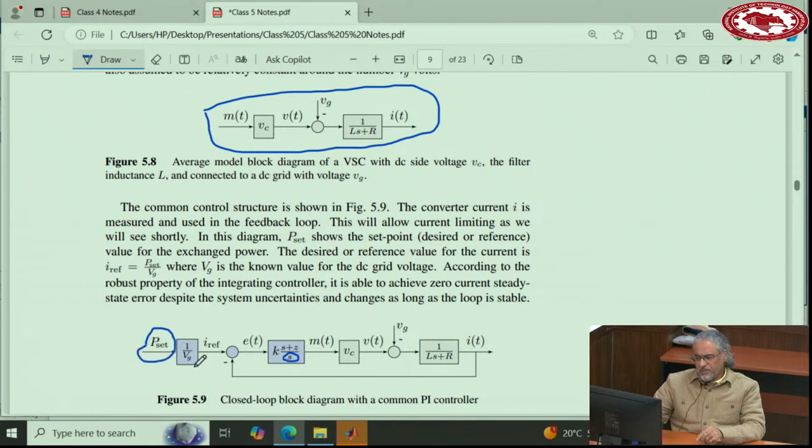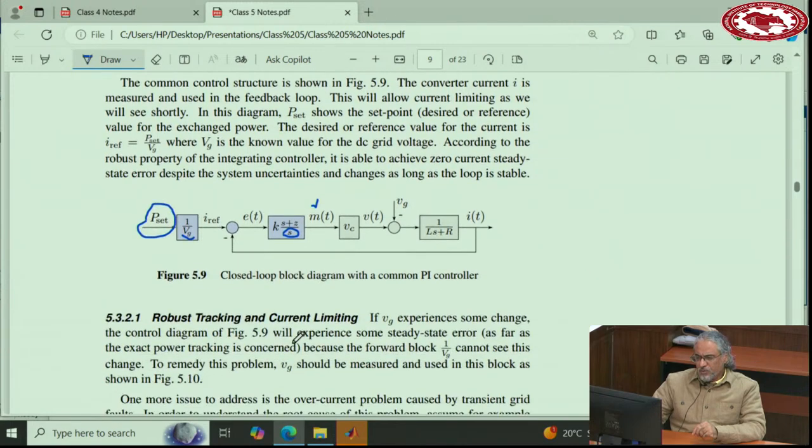And then we want to follow P set. So you divide P set by the grid voltage. That gives you the reference for the current. And the reference for the current minus the actual current is passed through this PI. That gives you the modulation signal. Very simple. Let's design K and z. It has two control parameters, K and z.